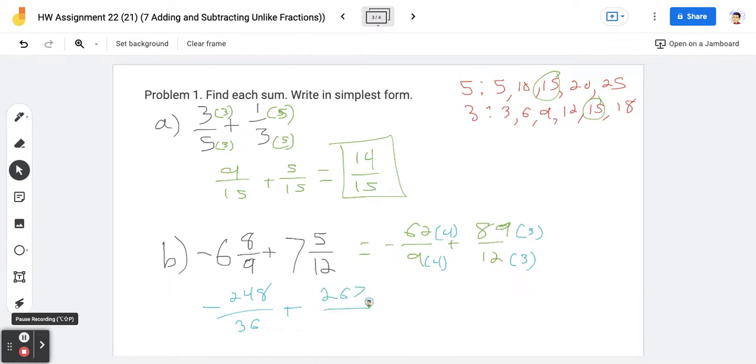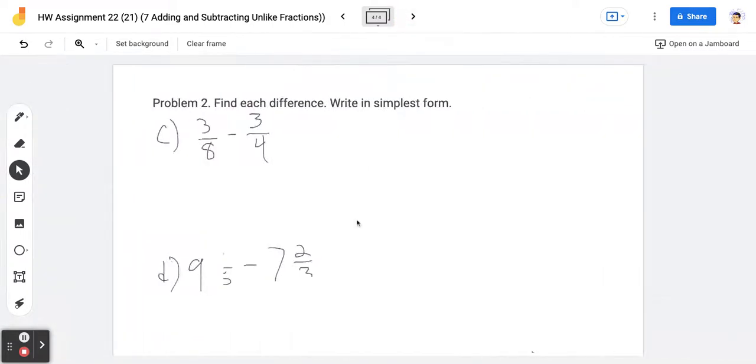267 over 36. We can add them, keep the denominator the same, and add together these numerators. It's a negative 248 plus 267. It's going to give us 19. So that's going to be equal to 19/36, and that is fully simplified. Last slide. We've got 2 more.